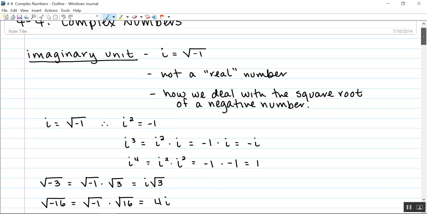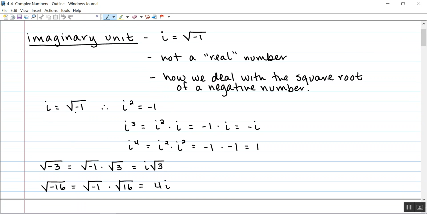So here's a few things you should be aware of. i is equal to the square root of -1. Therefore, i squared is -1, because the square root of -1 times the square root of -1 is going to give you -1. i to the third power is the same as i squared times i. Remember that when you're multiplying powers, you add the exponents. So that's like i to the 2 times i to the 1 is i to the 3. i squared is -1 times i, which gives you -i. So i to the third is -i.